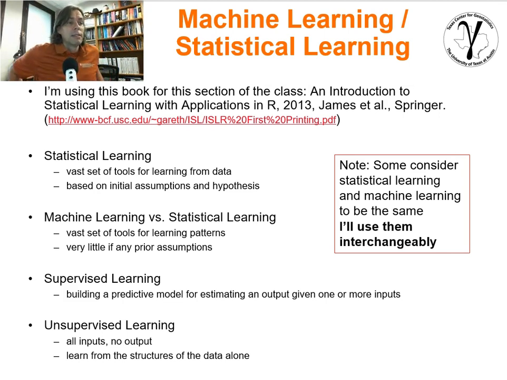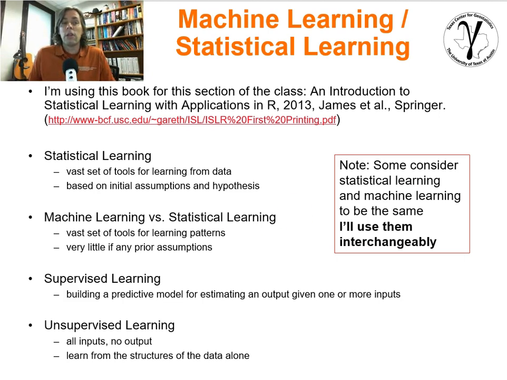So, statistical learning would be a set of tools for learning from data based on some initial assumptions, hypotheses that you may hold with regard to the form of the data or the behavior of the data, or what would be a reasonable model of the data. That would be a general definition that many would recognize. Machine learning versus statistical learning, some would suggest that it's a set of tools for learning patterns. It has very little prior assumptions about what's going on in the data. The whole point is that it is flexible enough that it actually adjusts or adapts to the data.